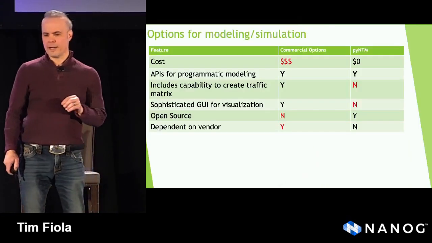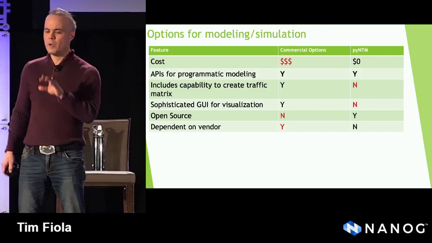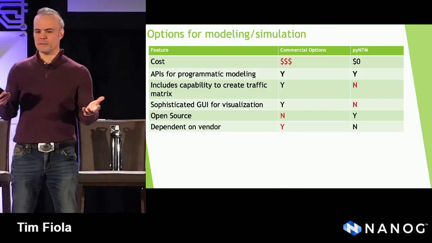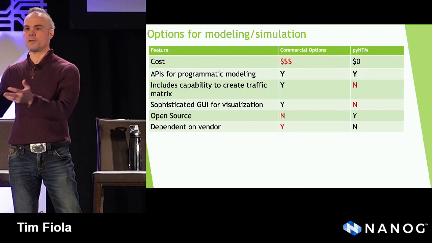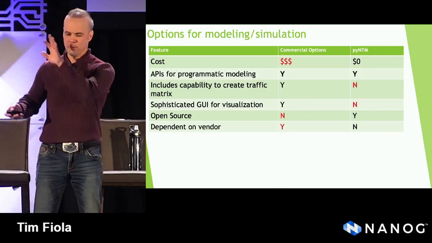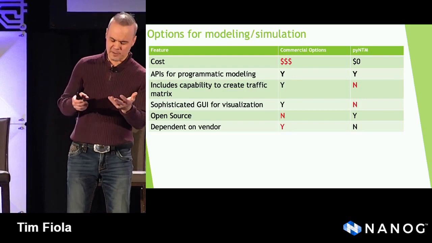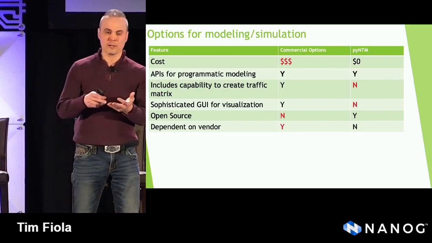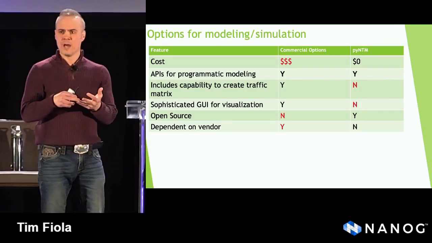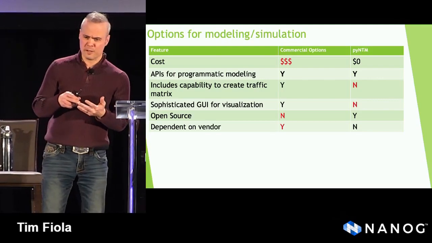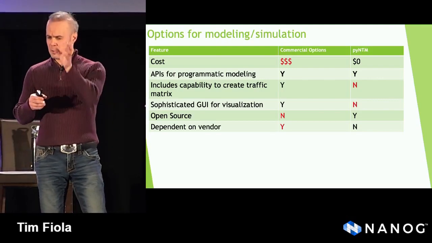Can PyNTM help you right now? So generally, you have two options. And there's a secret third option, which is called build your own, but I'm not going to cover that. But you have commercial options, and the big ones out there are Cisco has a product, Juniper has a product. I think Aria Networks is still around. They have a product. Those are your commercial options.